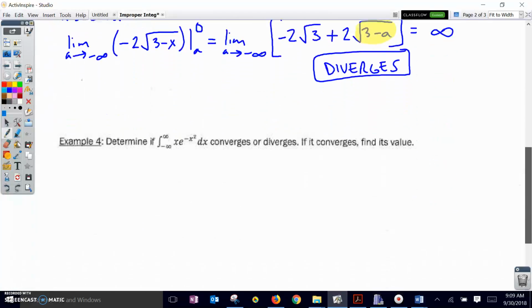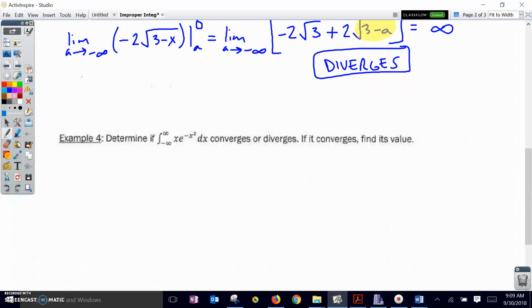Alright, and let's look at example 4. We're going to determine if this converges or diverges. Now in order to do this, since we have infinite limits of integration at both ends, what we're going to do is pick some arbitrary value between negative infinity and infinity and use that to split the integral into two pieces. Here, I'm just going to pick 0. That seems like a reasonable place to split this. That will make my calculations fairly simple. And now when we split this into two integrals like this, in order for this to converge, we need both of those integrals to converge.